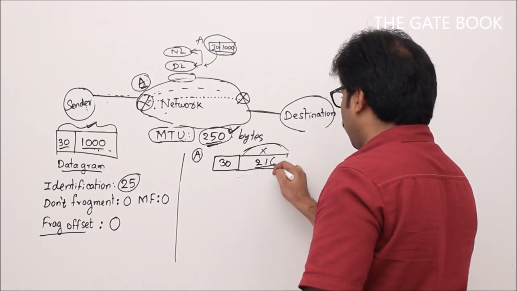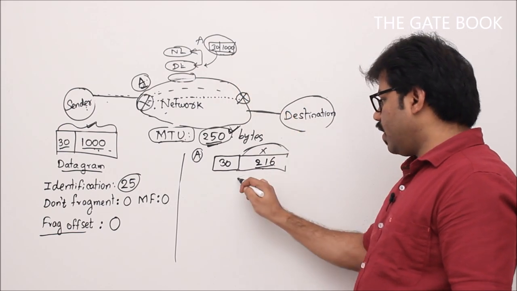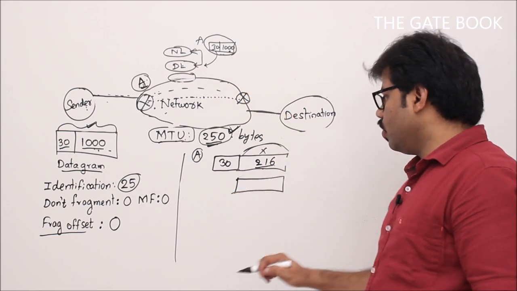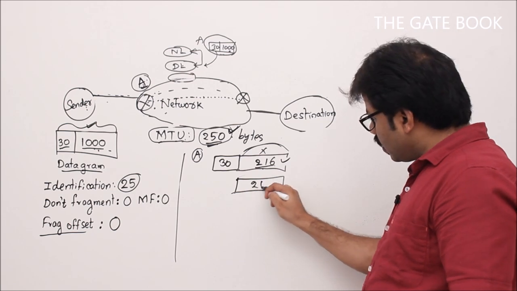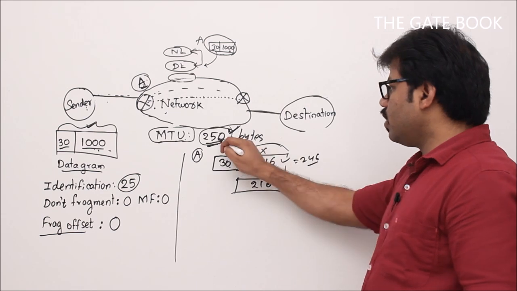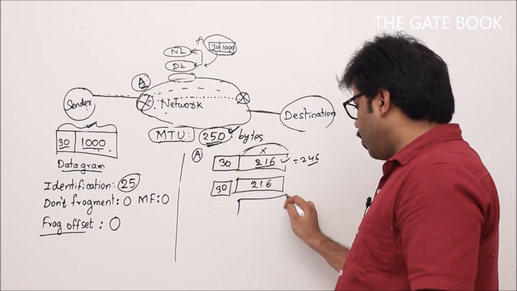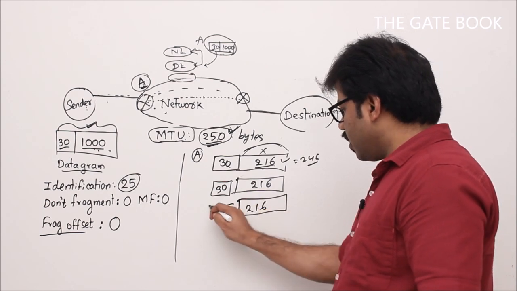Okay, don't worry. But how much data do we have? Remember, 1000. 1000 should finally be completed. So how many fragments do we create? I will tell you. One is 216. Second one 216. 216 plus 30 is 246. Is it allowed? Yes, 250 is the maximum. So 216 and 30, second fragment. Another fragment 216 and 30. In that way.